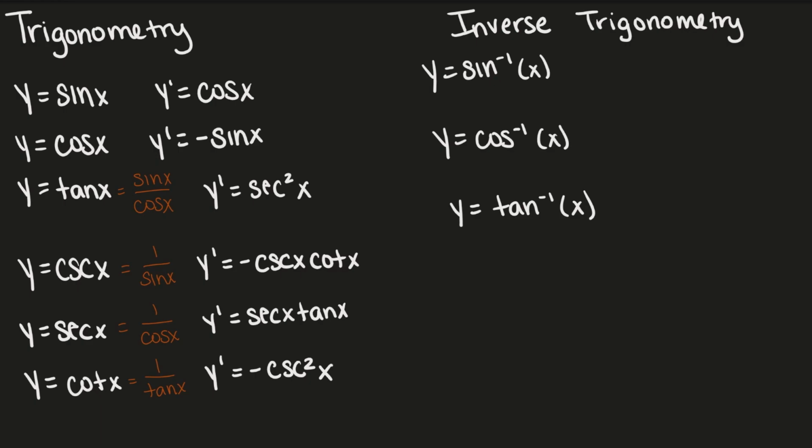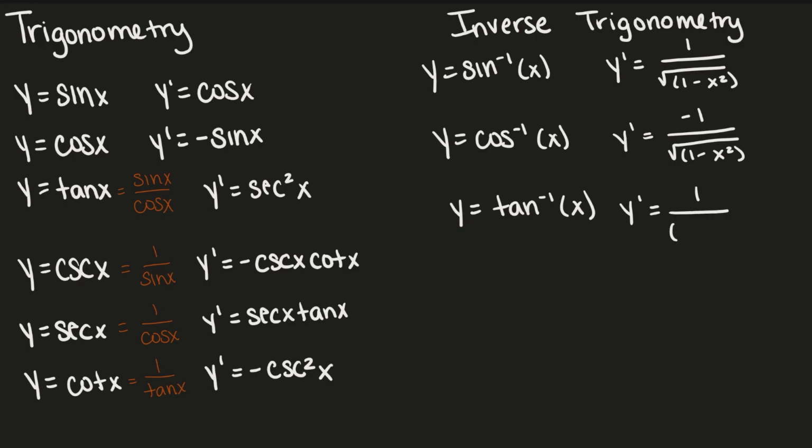For the inverse of sine, or arc sine, y prime is equal to 1 over the square root of 1 minus x squared. For the inverse of cosine, our y prime is equal to negative 1 over the square root of 1 minus x squared. And for our inverse of tangent, our derivative is equal to 1 over 1 plus x squared. And these are our trig and inverse trig derivatives.